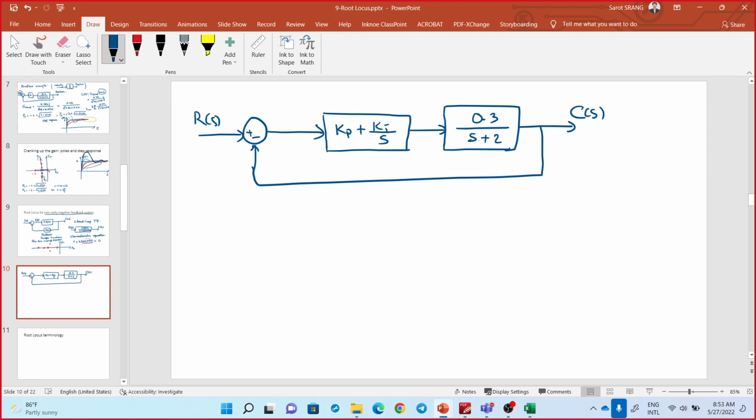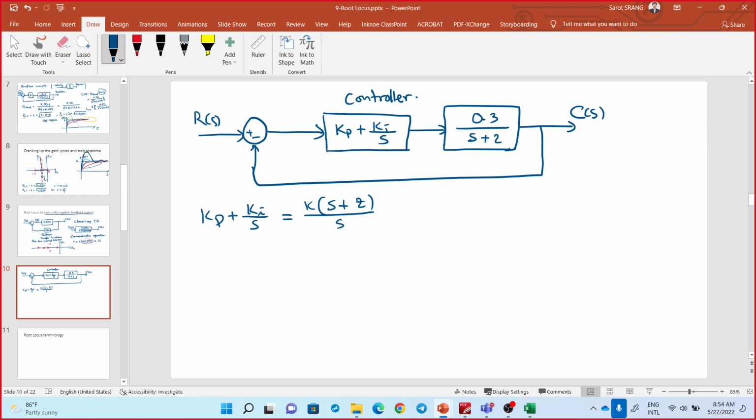So in this case, I reformulate the controller to be this form. Kp plus Ki over s is reformulated to be K times (s plus z) over s. So what is the relationship between K and Kp, Ki, and z with Kp, Ki as well?